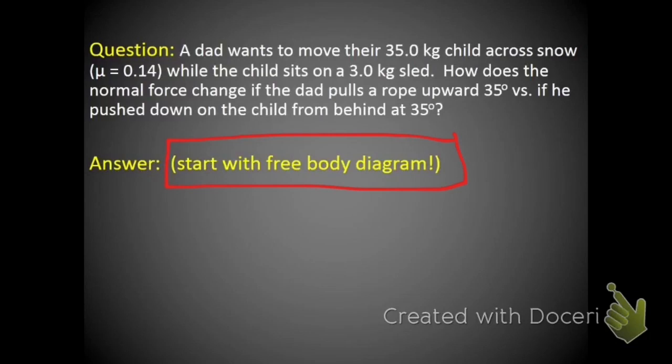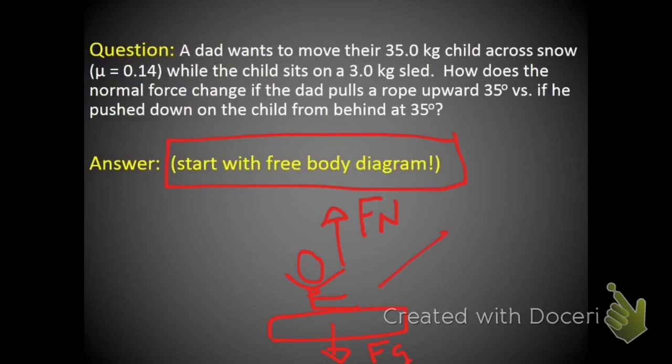So say a dad wants to move their 35-kilogram child across the snow while the child sits on a 3-kilogram sled. How does the normal force change if the dad pulls a rope upward at 35 degrees versus if they push downward? So there's always going to be a gravitational force pulling down on the sled, and there's always going to be a normal force pushing up.